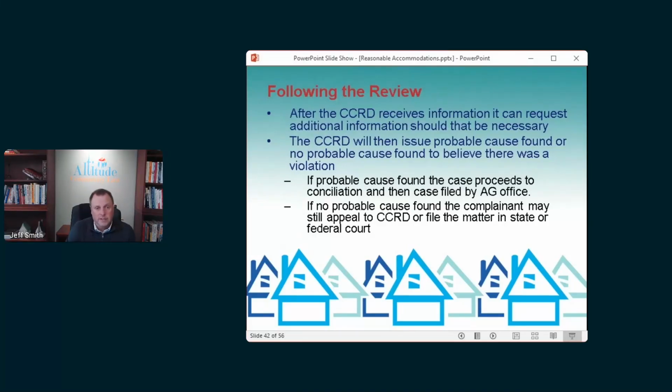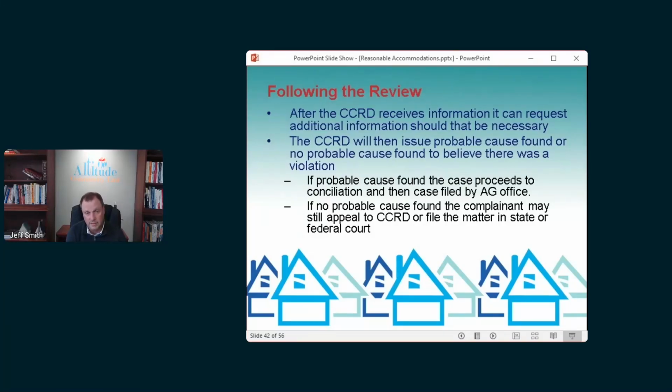Following the review, after the CCRD receives the information, it can request additional information should that be necessary. Oftentimes the CCRD will want to do an interview. They may interview the owner, a manager, a board member, things like that. After that, the CCRD will issue a finding of either probable cause or no probable cause. What we want is no probable cause, meaning that the CCRD does not believe that a violation of the FHA has taken place. If that's the case, from our standpoint, it's typically done. It's pretty rare that an owner will file a matter in state or federal court after the CCRD has found no probable cause, but we do have a case going on right now where that is the case. So it does happen, but it's pretty uncommon.